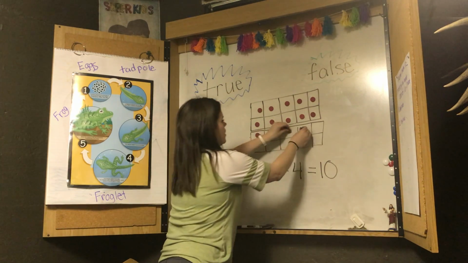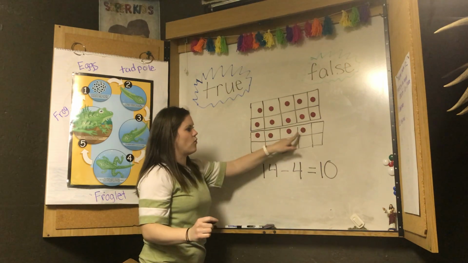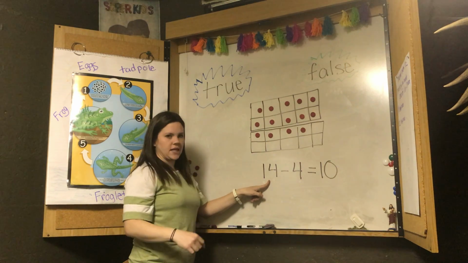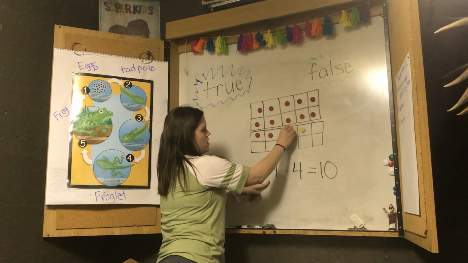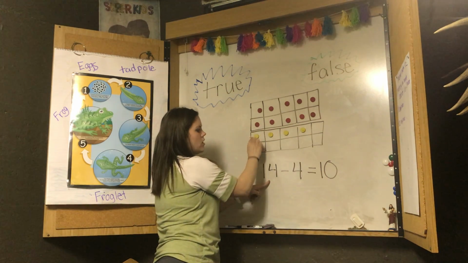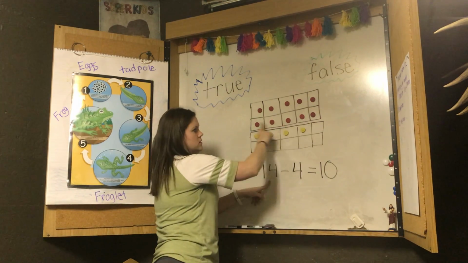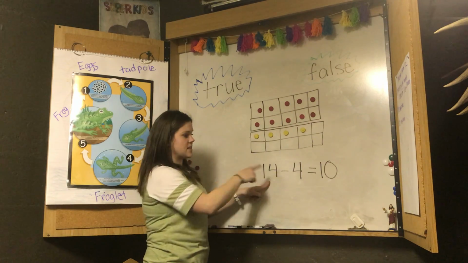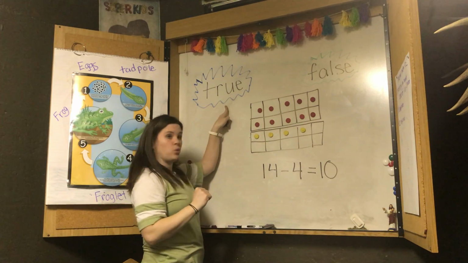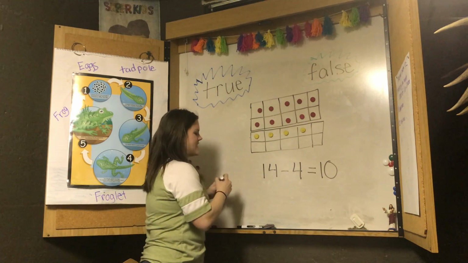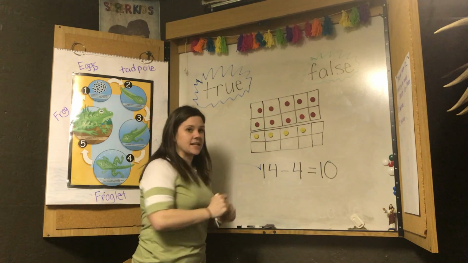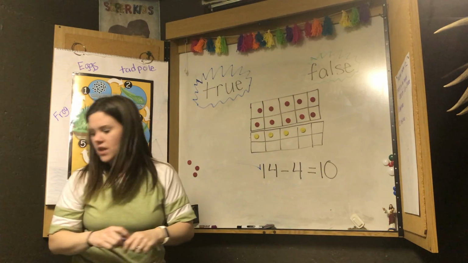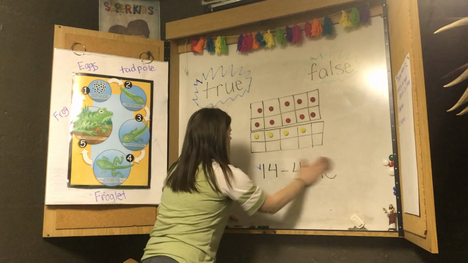Work through it. So I have a full 10 frame and I have 4 more, which gives me 14. I'm going to take away this part. 1, 2, 3, 4, which leaves me with this part. Is that number sentence correct? Is it true? It is. This number sentence is true. Ding, ding, ding. Let's see the other number sentence they gave us.